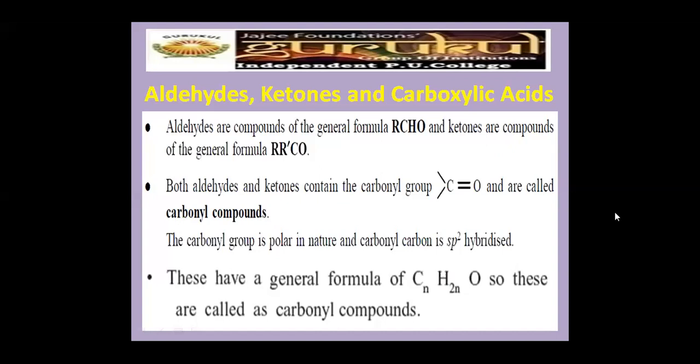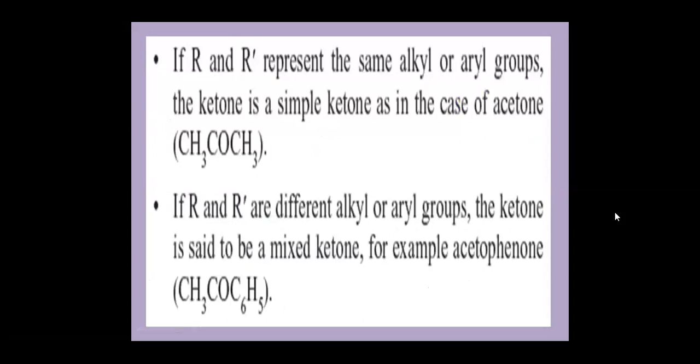The carbonyl group is polar in nature and the carbonyl carbon is sp2 hybridized. These have a general formula of CnH2nO, so these are called carbonyl compounds. In the formula of ketones, if R and R dash represent the same alkyl or aryl groups, the ketone is a simple ketone, as in the case of acetone. In acetone, R and R dash represent the same alkyl group. If R and R dash are different alkyl or aryl groups, the ketone is said to be a mixed ketone. For example, acetophenone, where R is a methyl group and R dash is C6H5.